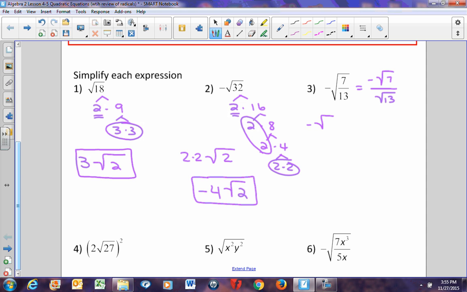So I'm going to rationalize the denominator by multiplying by the square root of 13 over the square root of 13, which is just a fancy way of saying the number 1. So all I'm really doing is multiplying by a 1, which doesn't change my problem. It gives me a very similar problem. So negative square root of 7 times the square root of 13 becomes the negative square root of 91. And the square root of 13 times the square root of 13 is the square root of 169, which is just 13. So you get negative square root of 91 over 13.